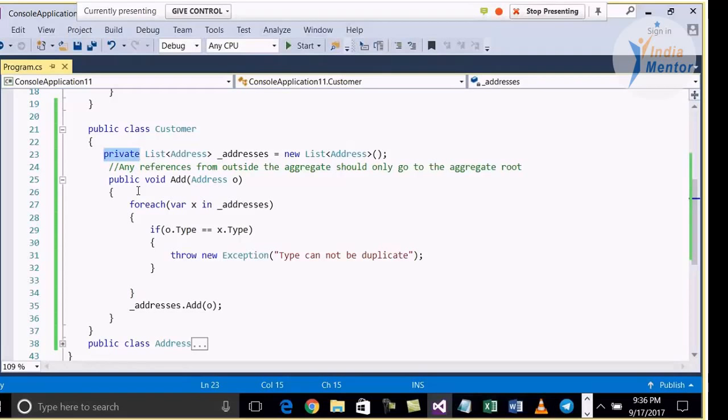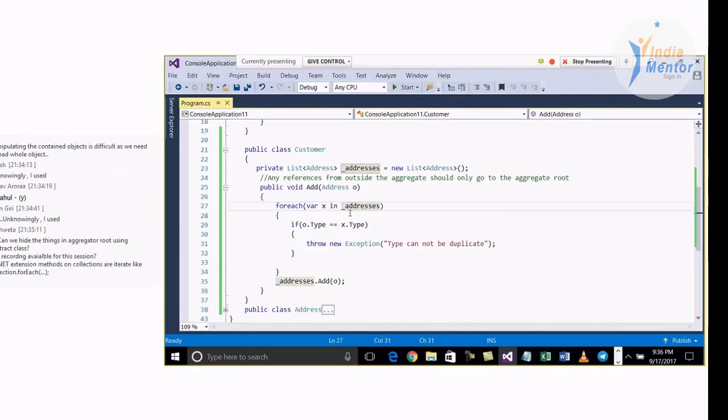So I should have some mechanism by which I can just read this list and not manipulate it. Any manipulation that happens has to happen via the add method, right? So how can we do it? Yes, everyone here, look at it.